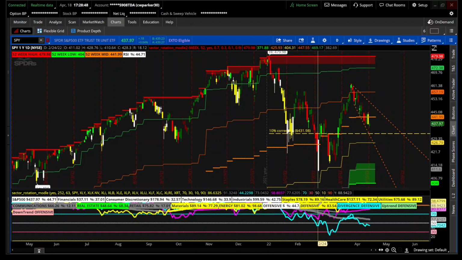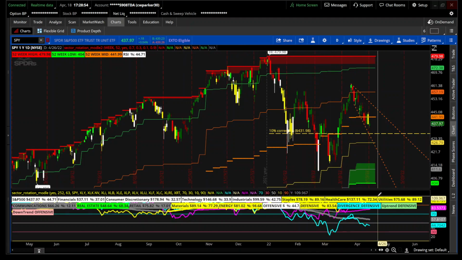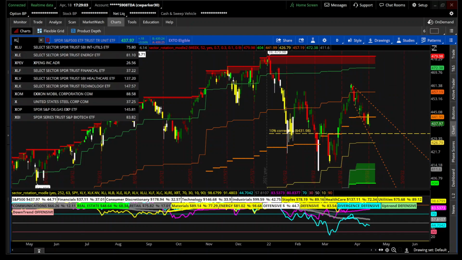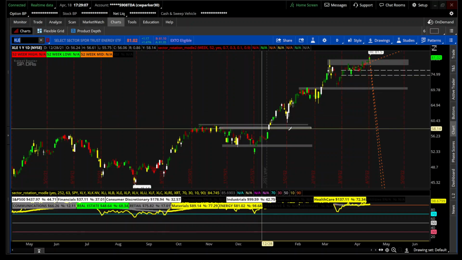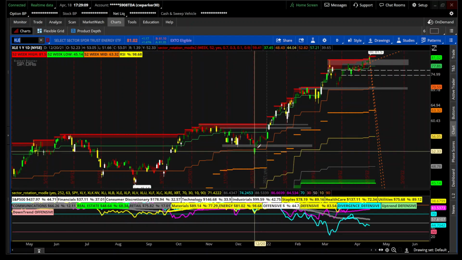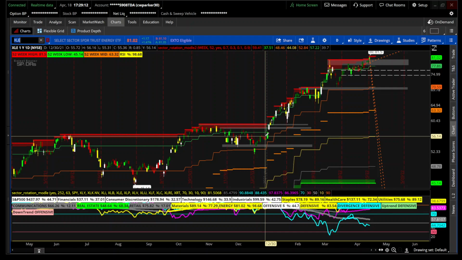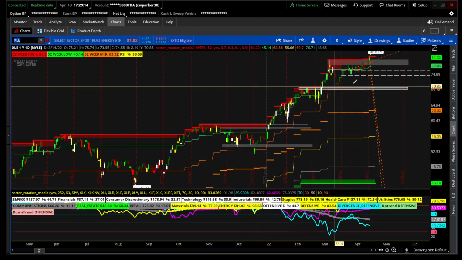If we look at the defensive, we've got consumer staples, healthcare, and utilities, and they're all above 70 on their rank within their 52-week ranges. So we're going to go to XLE, the energy sector. As you can see, energy has been going for a while, especially during this time period right here, and it's just been steadily rising.